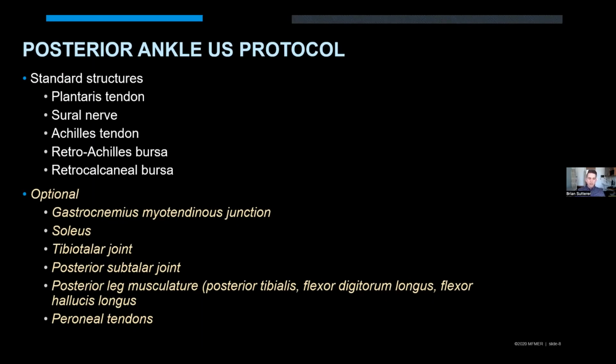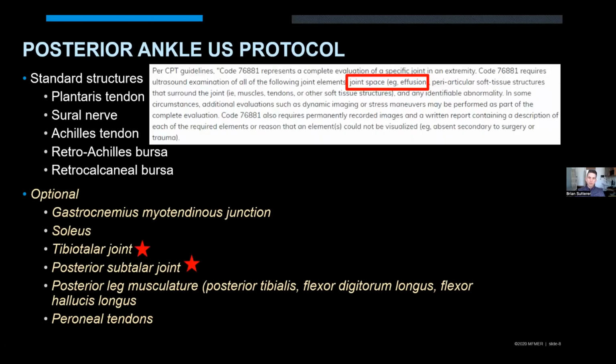One thing I will point out, it often comes up, what constitutes a complete scan versus a limited scan, especially in an area like the posterior ankle where it might feel like there's really not all that much back there compared to something like the shoulder or the hip. If you look at code 76881 in terms of what requirements are needed for a complete scan, essentially one of the points is looking at the joint space in addition to particular soft tissues, muscle, tendon, etc.